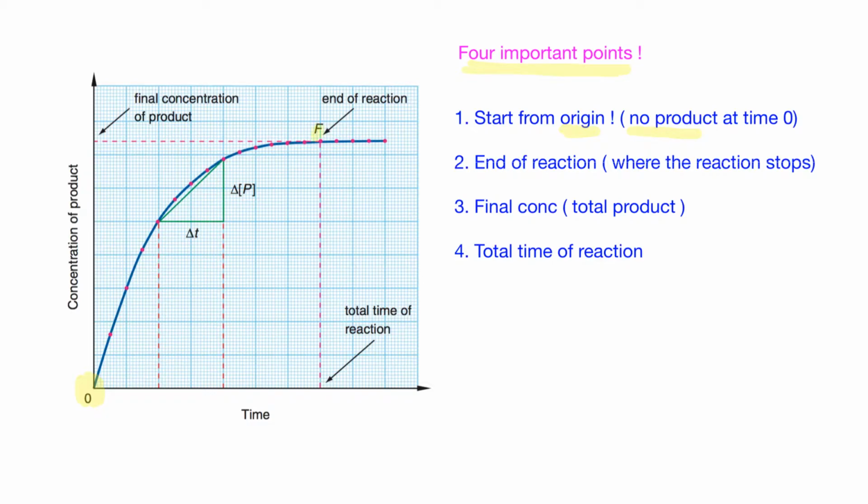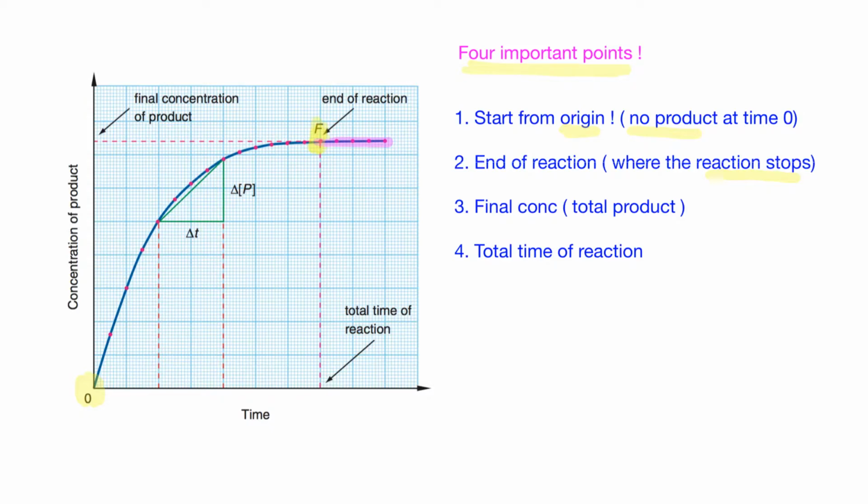The second point is the end of reaction. Starting from this point onward, all the points will have the same y-axis value. So from this point onward, no more reaction occurs. This particular point, the F point, is the end of reaction. So the second point is the end of reaction, where the reaction stops.